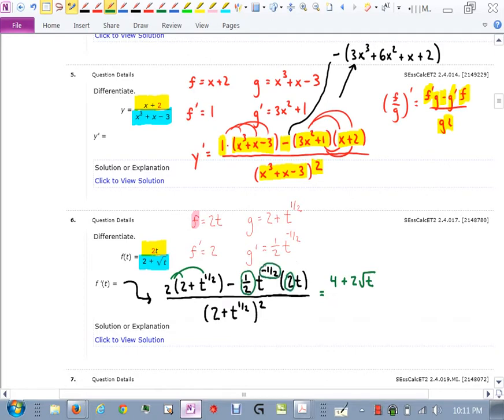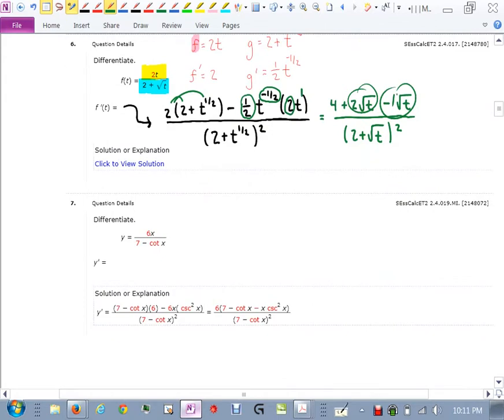And then I have this power on t, and then I have a 1 here. I add those together, I get 1 half. So I just have a minus, then just the t to the 1 half, which would be the square root of t. And all of that over the denominator, which I'm going to rewrite the t to the 1 half is square root of t, but all of that squared. Now on the top, notice I have 2 root t, take away 1 root t. That's just going to leave me a root t. So I have 4. I'm going to have plus 1 root t up there over 2 plus root t squared.